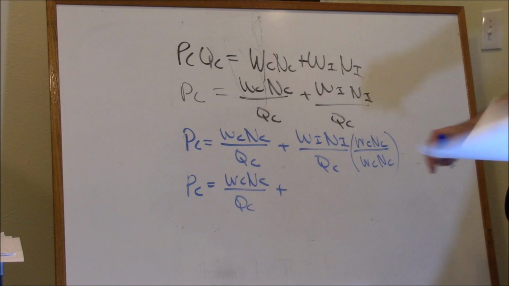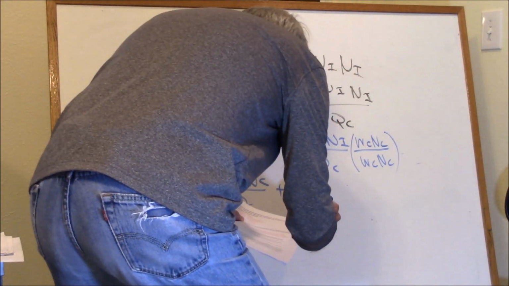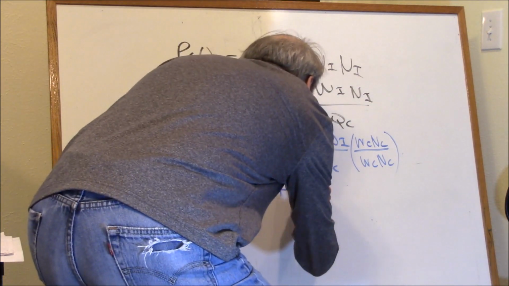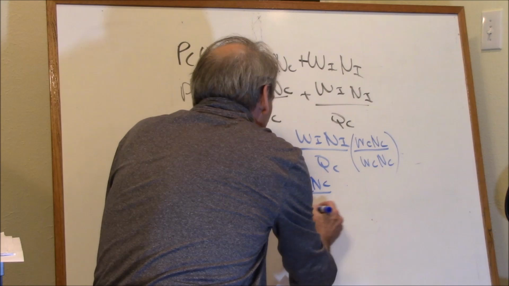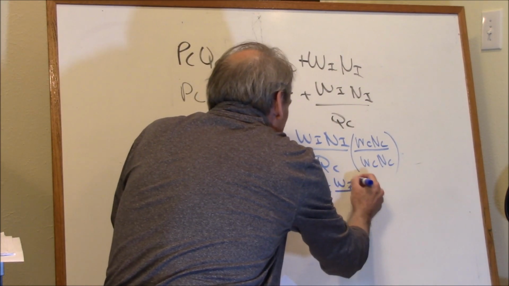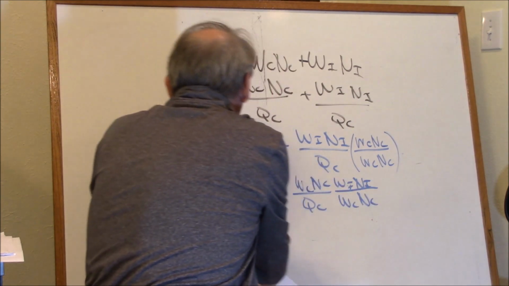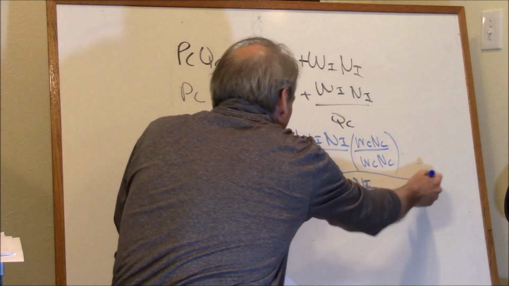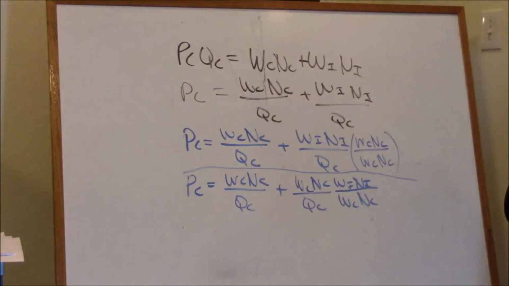And I think you'll notice something pretty quickly about this. WCNC over QC times WINI over WCNC. I should have used a different color there because I'm afraid those might run together for you. And I'm having to do them a little bit tight here because there's not enough room.